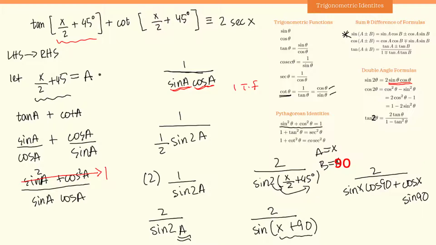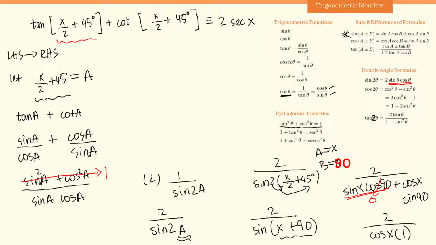Cosine of 90 is 0, and sine of x times 0 is also going to be 0. So this whole goes to 0. I am left with 2 upon cosine x, and sine of 90 is 1. So cosine x times 1. So if I write this over here, 2 upon cosine x. And I can also write this as 2 times 1 upon cosine x.